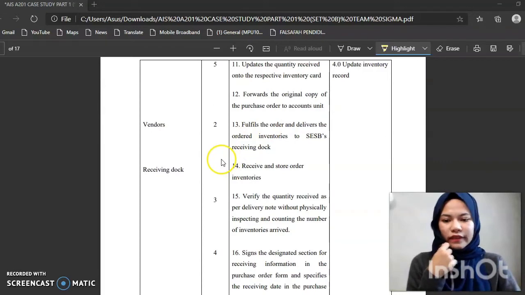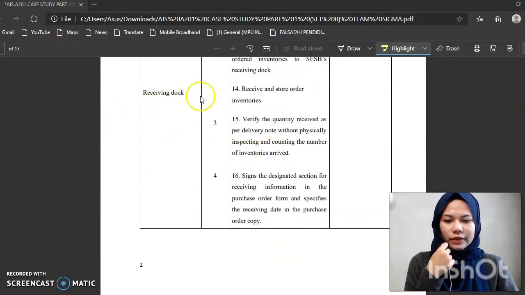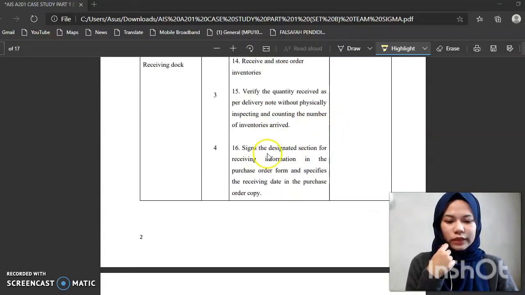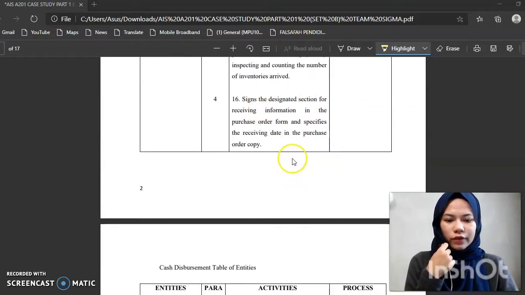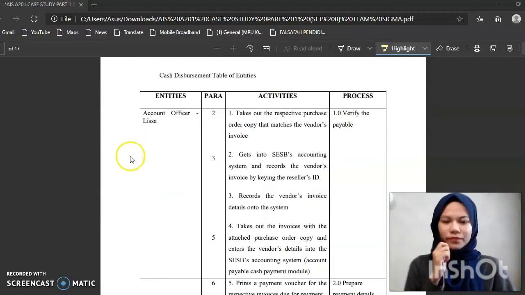And the third one is vendors. Vendors fulfill the order and deliver the order inventory to SSP's receiving docs. And the last one is receiving docs. Receive and store order inventories, verify the quantity received as per delivery note without physically inspecting, sign the designated section for receiving information in the purchase order form specified.